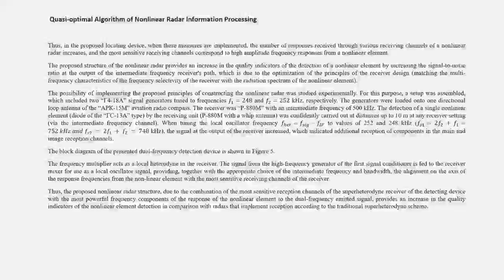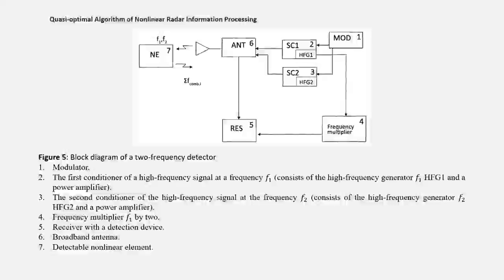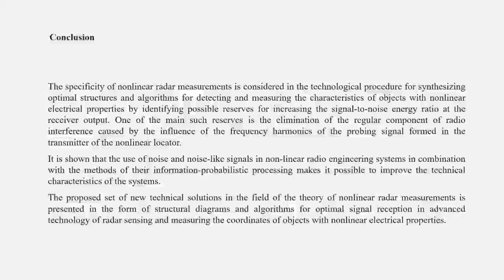We can see the main parts of the presented dual frequency detection device. The block diagram of the presented dual frequency detection device is shown in Figure 5. Here we can see that it consists of a modulator; the first block, the generator of the high frequency signal at frequency f1; the second, the generator of the high frequency signal at frequency f2; a frequency multiplier of f1 by 2 times; a receiver with a detection device; a broadband antenna; and the undetected nonlinear element that we are trying to detect.